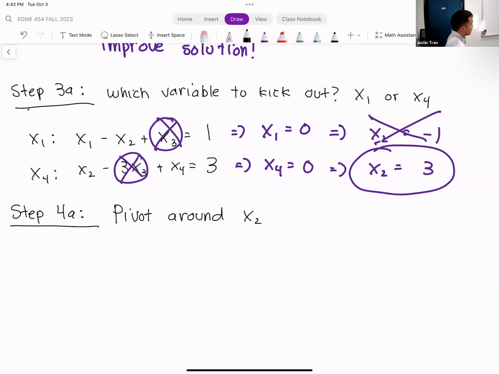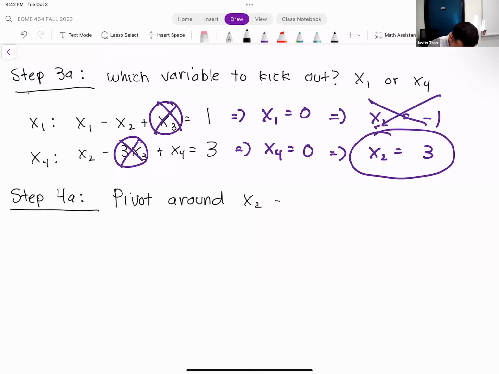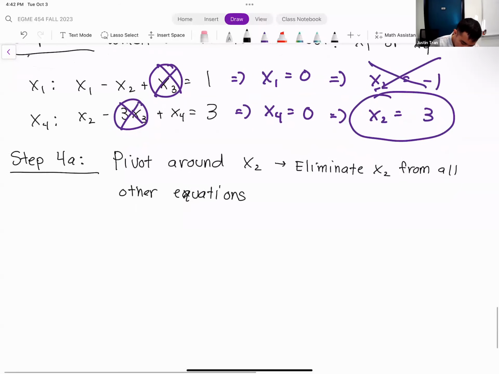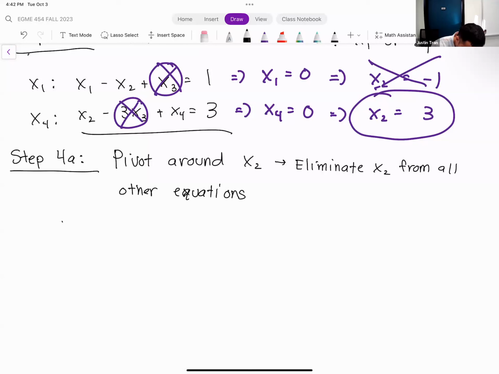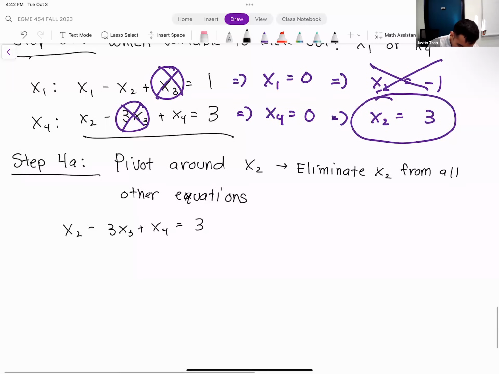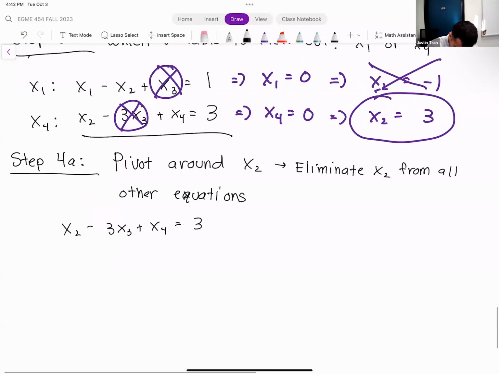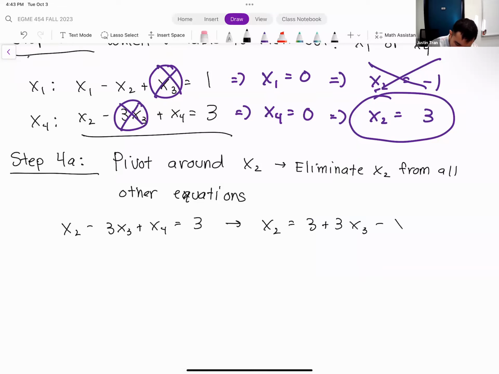Okay, so now that we determined we're going to kick out x4, let's go ahead and adjust our equations to account for this. All right, so let's go ahead and pivot around x2. And so remember what that means is to eliminate it from all the other equations. So let's start with the equation that I have here. So we have x2 minus 3x3 plus x4 equals 3. We solve this for x2. What we get is x2 is equal to 3 plus 3x3 minus x4.